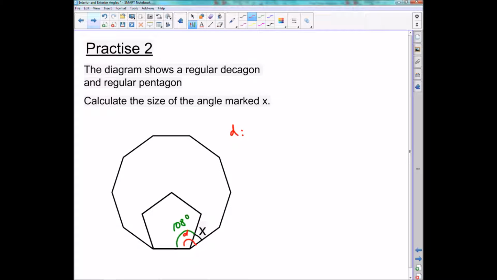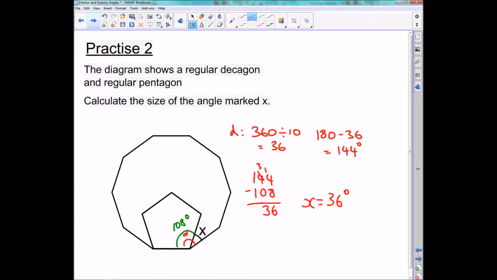Okay, so for the decagon's angle, I'm going to do 360 and divide it by 10, which gives me 36 as an exterior angle. I'm on the interior, so I'm doing 180 take away 36, which is 144 degrees. And now to find my value of x, I just need to do 144 degrees, take away 108, borrowing from the 4, I get x equaling 36 degrees.